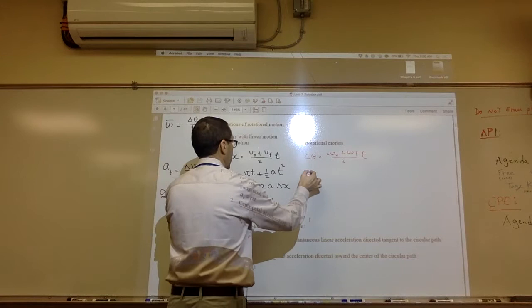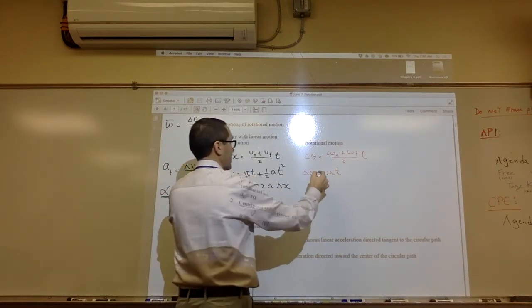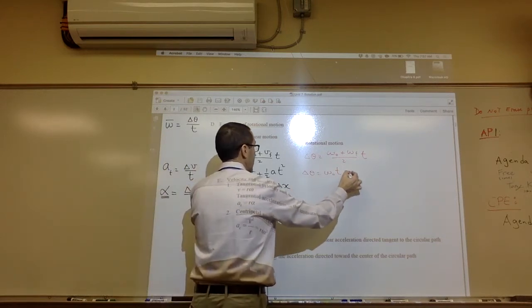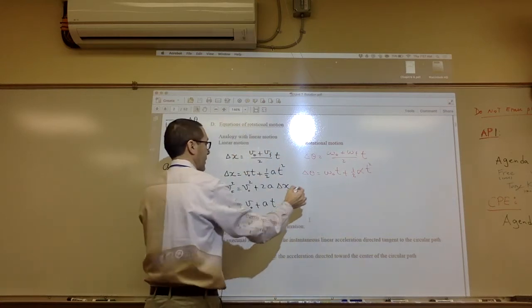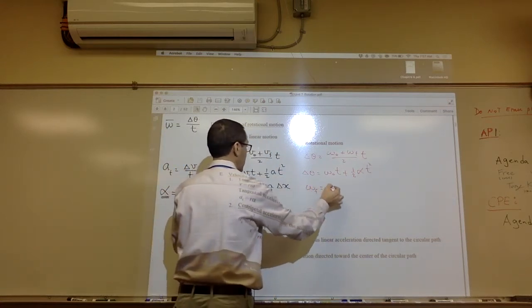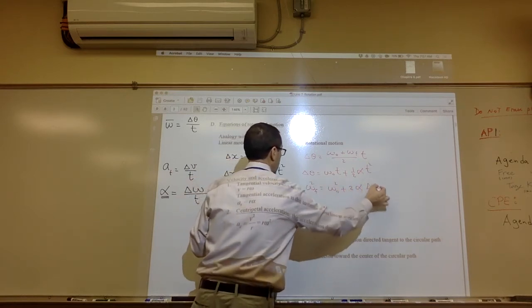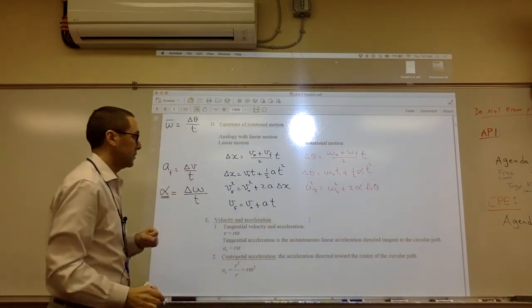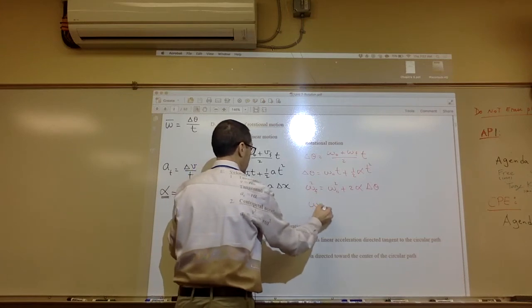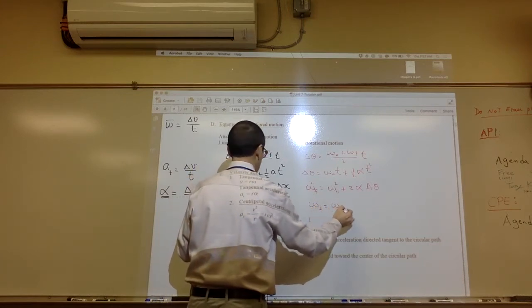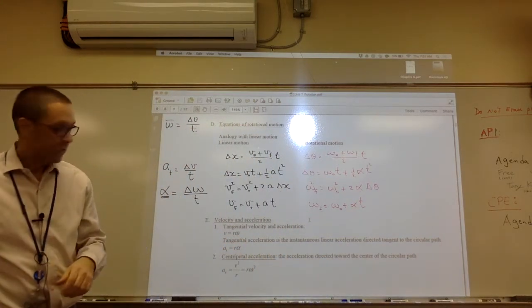This is going to be delta theta equals initial angular speed times time plus 1/2 angular acceleration times t squared. Omega final squared equals omega initial squared plus 2 alpha times the angular distance, delta theta. And omega final equals omega initial plus alpha times t. That's pretty much the translation between the two.